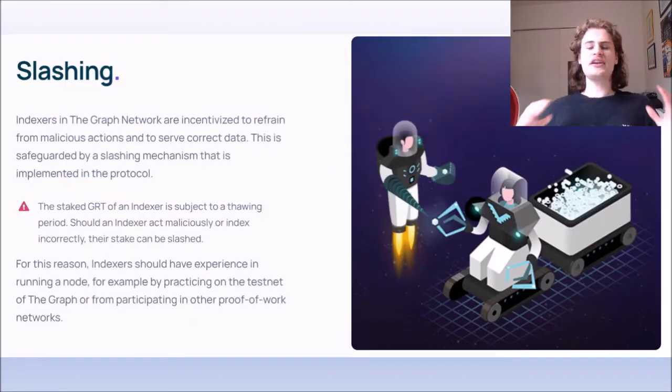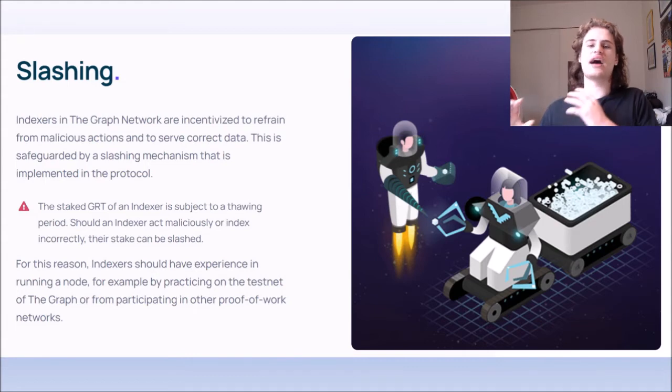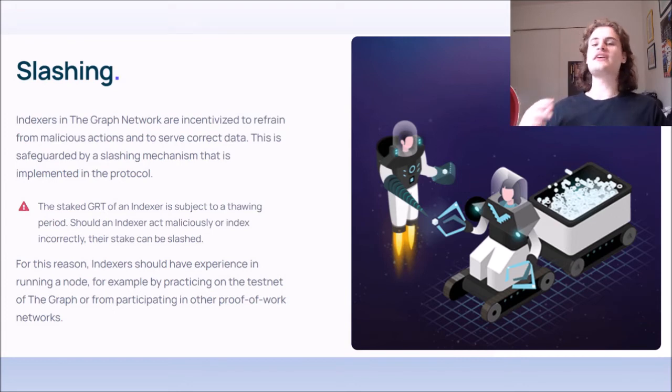Now, if an indexer is acting maliciously, so an indexer is maliciously indexing subgraphs, putting in the wrong data and putting in the wrong information, well, their stake can be slashed. So you put up GRT tokens to actually stake them. If you do the wrong thing, you lose these GRT tokens. This means that indexers are actually economically incentivized to do the correct thing, and it means that subgraphs are going to be made well. This also means that if you're thinking of actually indexing, you better have some technical skill to do so.